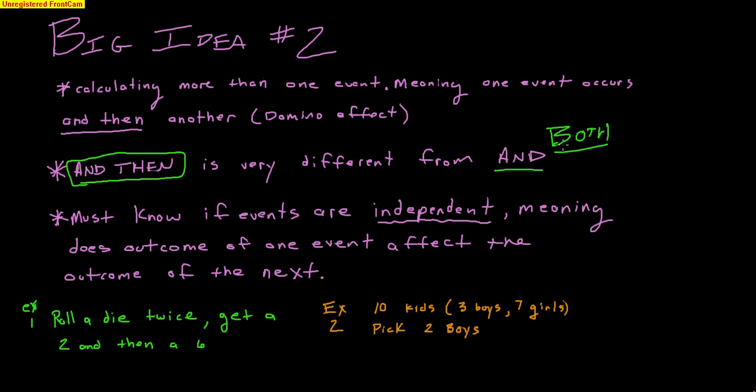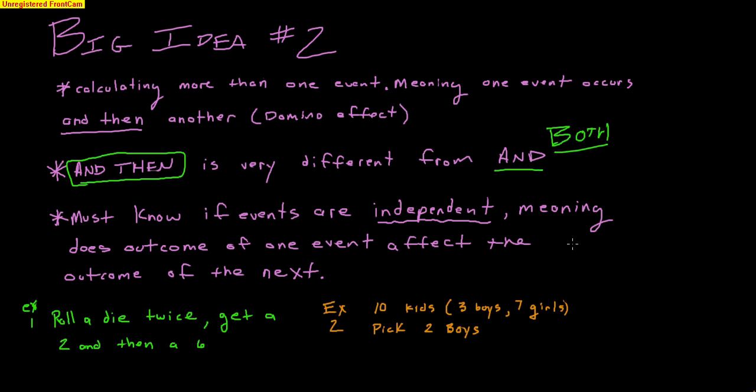Okay? So let me give you an example. Black and male. That's an example of both, because I'm looking for a bear that is black and male. A bear, one bear. "And then" would mean, hey, what's the probability that I randomly choose a bear that is black, and then I choose a second bear that is black? That's the idea of saying "and then". I'm actually doing two things. I'm not just looking at one bear.